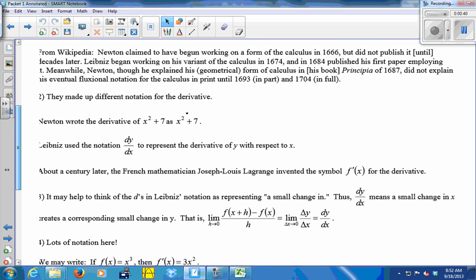So from Wikipedia, Newton claimed to have begun working on a form of calculus in 1666, but he didn't publish it until decades later. And I think Newton was kind of notorious for this. He was really into his work and didn't always get around to publishing it right away. Leibniz began working on his ideas of calculus in 1674, published it in 1684. Meanwhile, Newton, though he explained his calculus in his book in 1687, didn't explain all of the notation and didn't explain it fully until 1693.